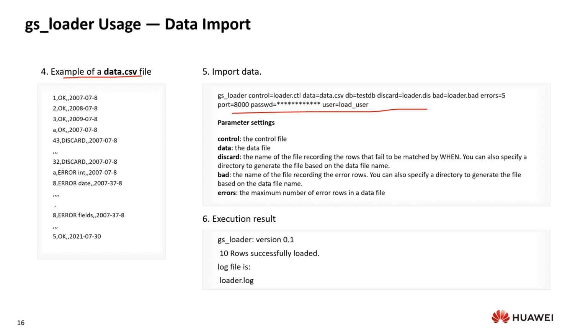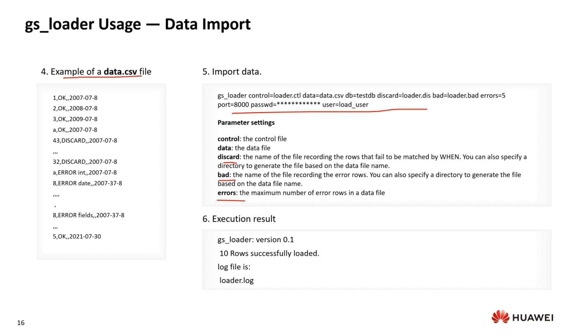The control is the control syntax file, and the data is the data file. The discard is the name of the file recording the rows that fail to match the when condition. We can also specify a directory to generate the file based on the data file name. Similarly, the bad is the name of the file that records the error rows. And we can also specify a directory to generate the file based on the data file name.